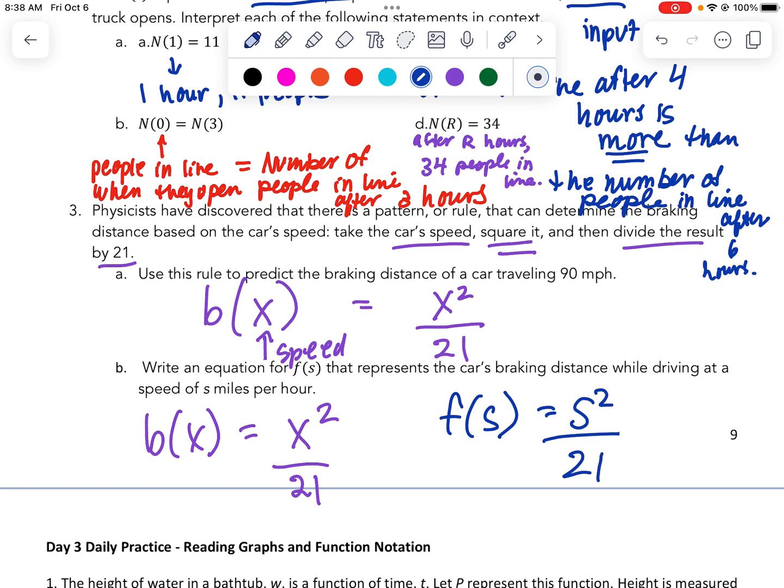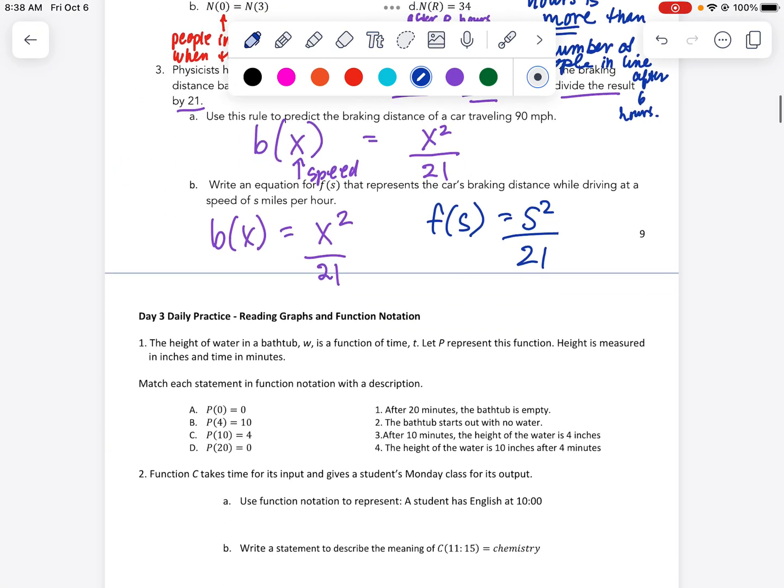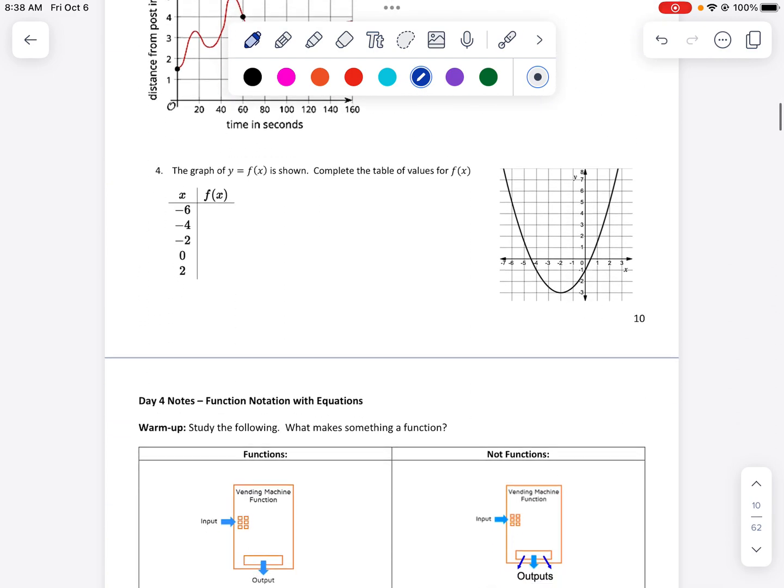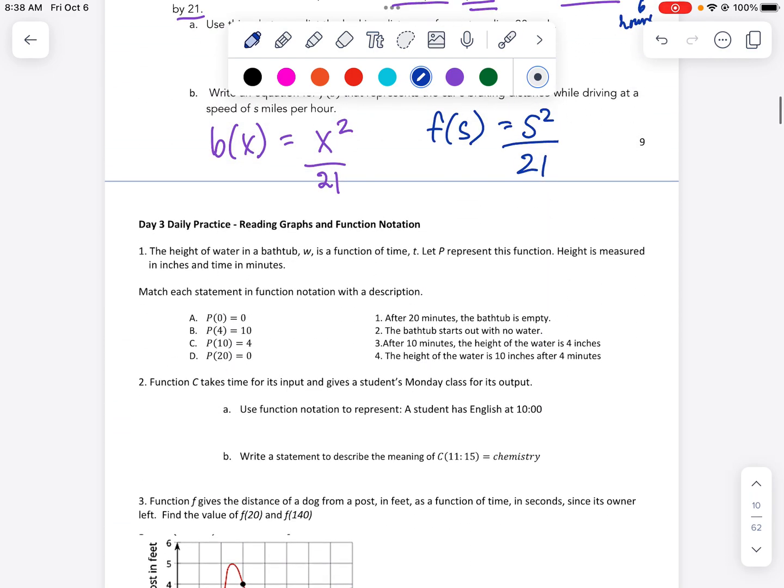So the goal today is, can you read a graph? Can you interpret something that's in function notation or put it in function notation? So your assignment will be the next page, so just page 10, and we'll go over any questions in class.